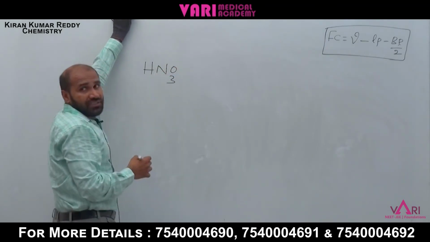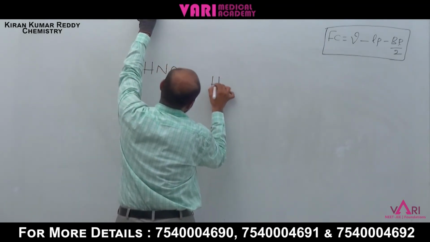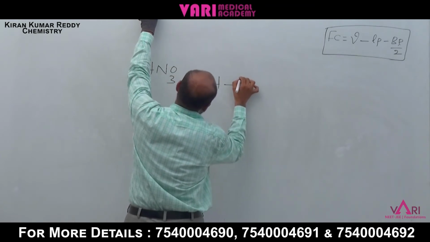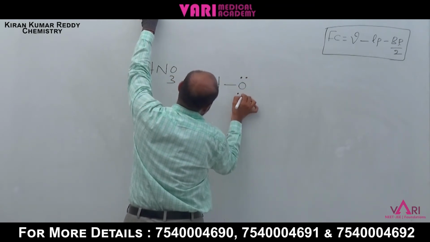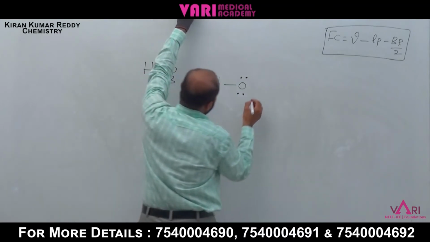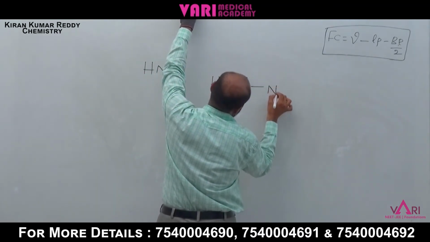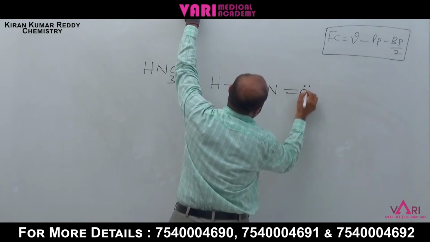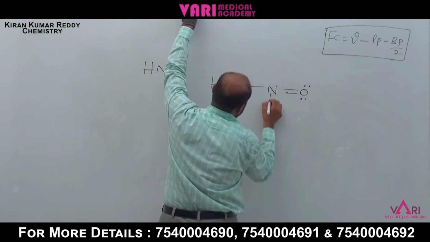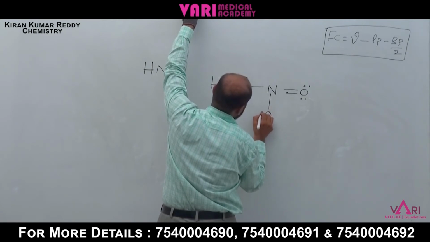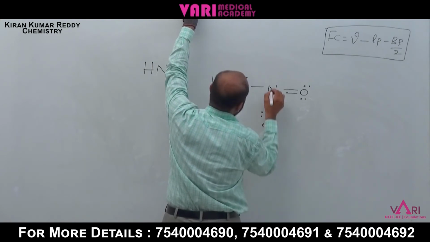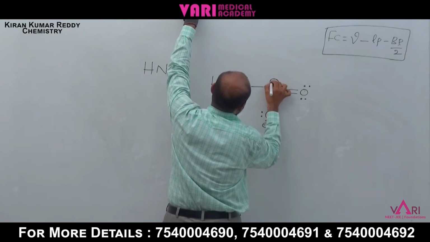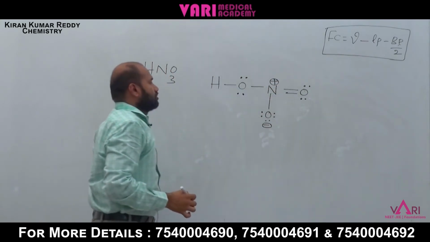In this HNO3 structure, I am writing hydrogen. One of the oxygen is contained. How many? 1, 2. Next one is nitrogen atom. Nitrogen. Here is a double bond. These are the lone pairs that are present. Here is oxygen atom. 1, 2, 3, 4. Here is a minus charge present. Minus charge. Here is a plus charge present. Plus charge.